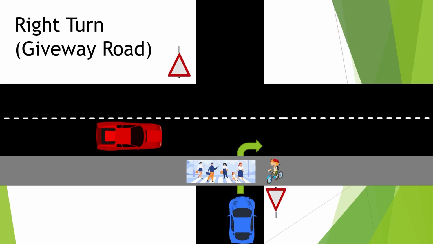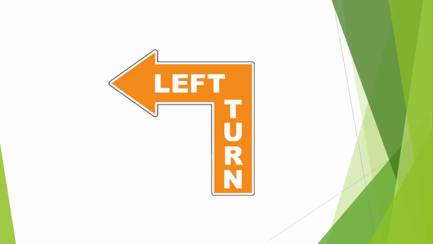Right turn at a giveway road. This is basically everything, because you are at a giveway road, which means you should not block any traffic on the priority road. And this includes the cars, the vehicles, the pedestrians, the cyclists, everything that is on the priority road. Now let's look at left turn scenarios.